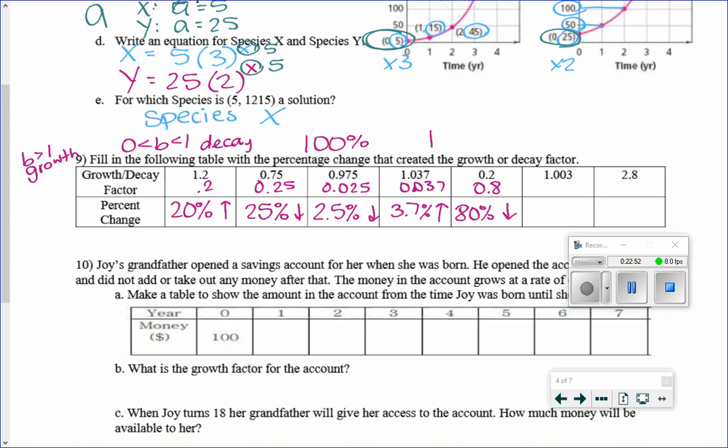All right, and then 1.003, 0.003 away. As a percent, 0.3%. And it's a growth, that's more than 1. Well, that's the 2.8. It's 1.8 away from 1. What would that be as a percentage? 180%. 180% increase. Awesome. The rest of this, the key you can find on Canvas, work out on your own.